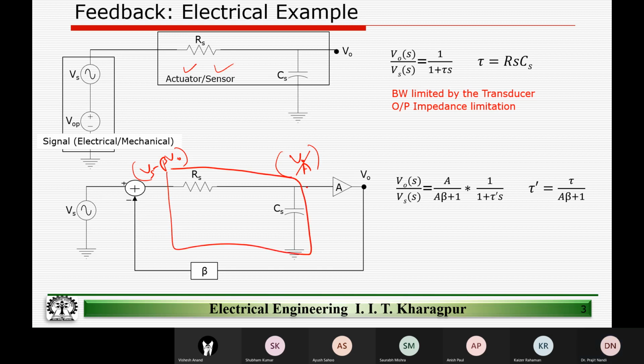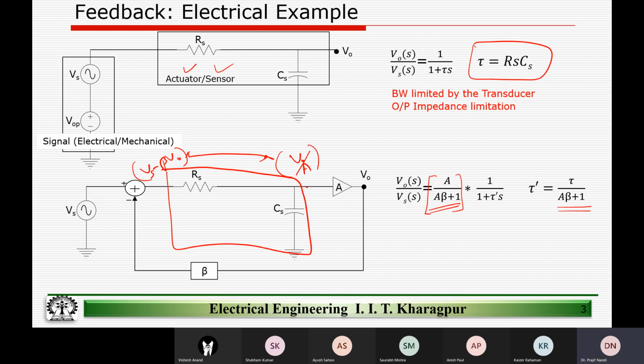This is nothing but the input and the output of this low pass filter. So by relating these two quantities with this time constant, you should be able to derive the transfer function. And if we rearrange, we can show that V0 by Vs, so this is the DC component, becomes A divided by A beta plus 1, and the time constant, we come up with a new time constant, tau prime, and this tau prime is nothing but the tau that we saw here divided by the loop gain.